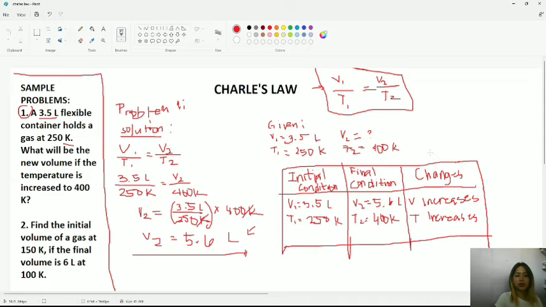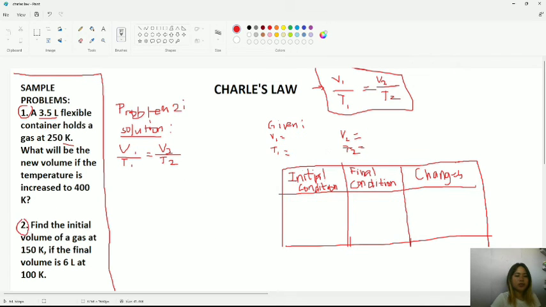Therefore, Charles' law is directly proportional, unlike Boyle's law, which is inversely proportional. Because when the pressure increases, the volume also decreases, so they are opposite. In Charles' law, when the volume increases, the temperature also increases. So remember, it is directly proportional. Let's proceed to number 2.